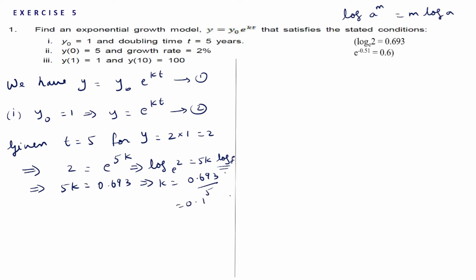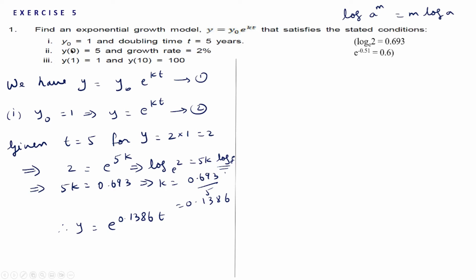So this is 0.1386. Therefore the model is y is equal to, we have y naught as 1 and we got k as 0.1386, e raised to 0.1386 t. This is the model.